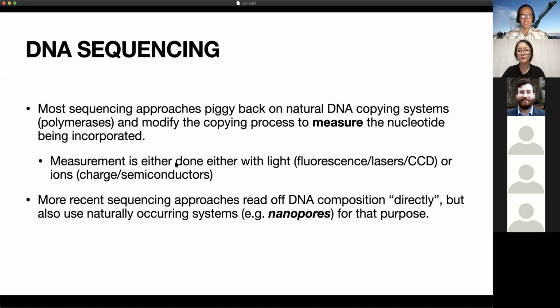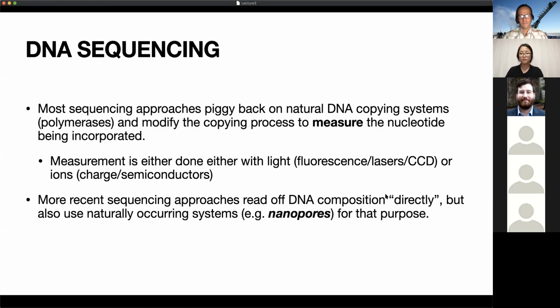or just being passed through some detection. And measurement is either done with light, in which case you rely on fluorescence, and that's detected either with lasers or really sensitive charge coupled device type systems, or ions, in which case it'll be detected through a change in charge, and it's done with semiconductors.